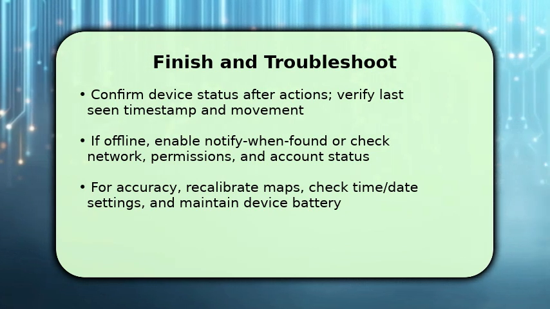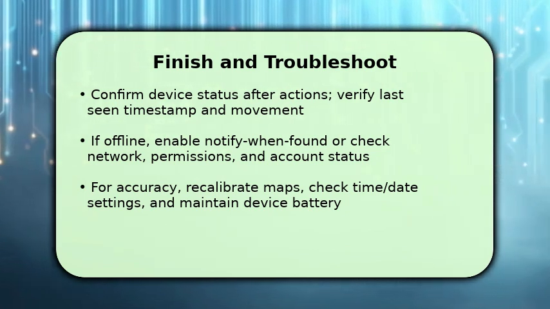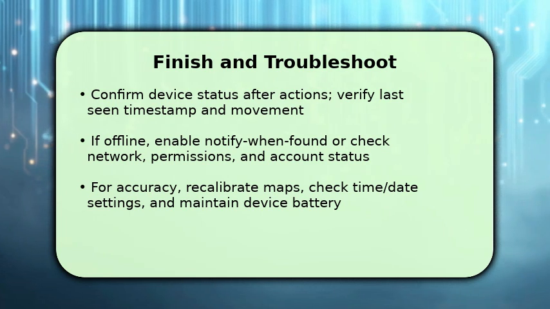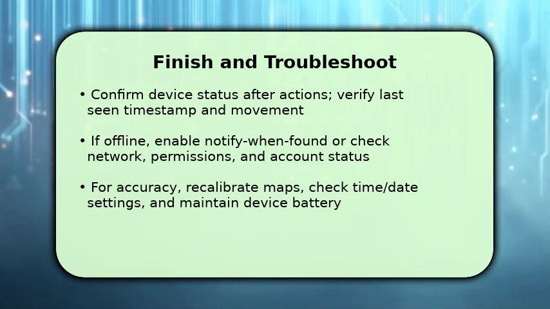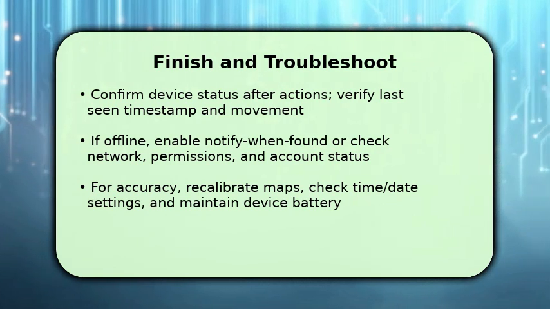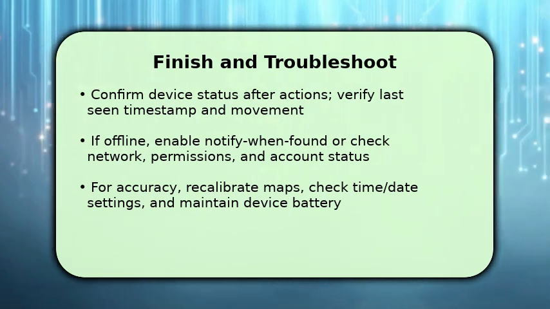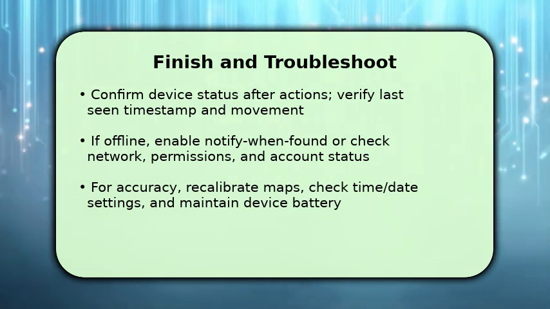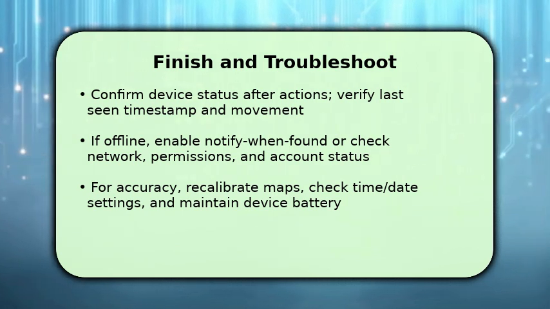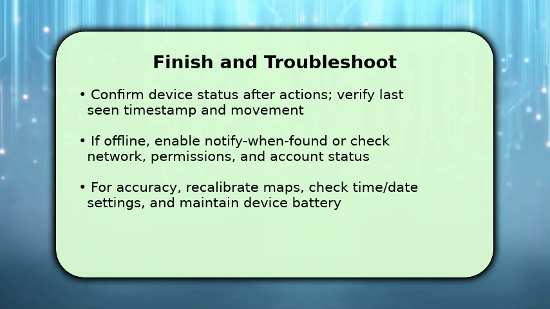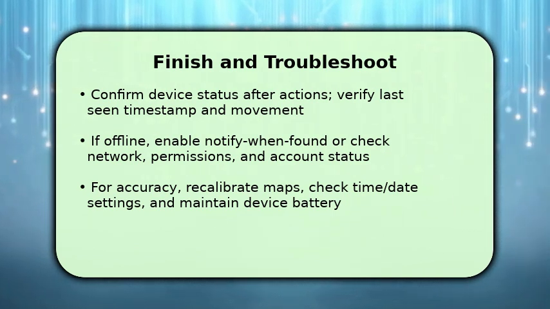If the device is offline, enable the Notify When Found option and revisit account permissions, network settings, and location services on the target phone. One key troubleshooting tip: if locations are inaccurate, make sure maps are updated and time/date settings are automatic. Incorrect system time or drained battery often breaks location updates. Then reassess.